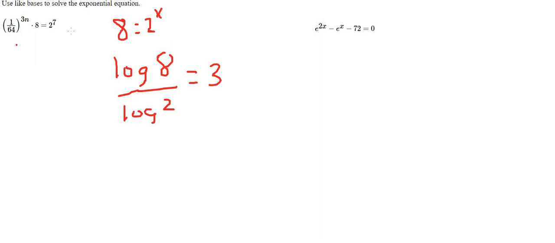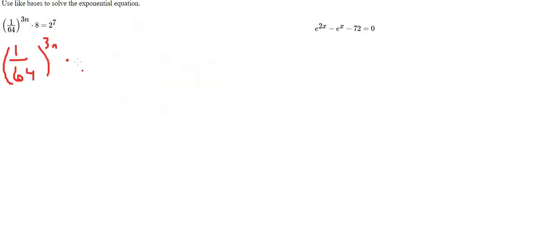So let's rewrite this as 1 over 64 to the 3n power times 2 to the 3rd is going to equal 2 to the 7th. Now, just for the moment, I'm going to clean this up a little bit. I'm going to divide both sides by 2 to the 3rd power, just to get rid of some of that stuff.